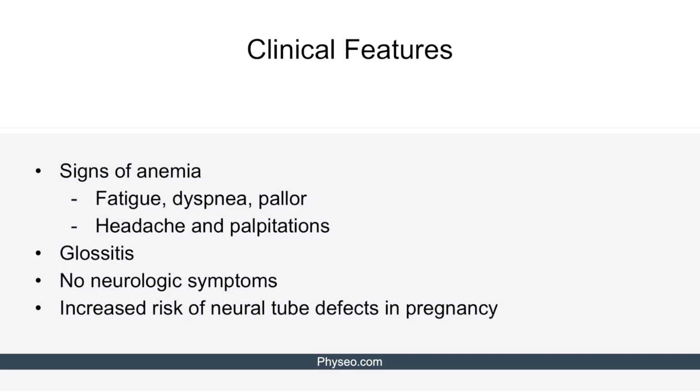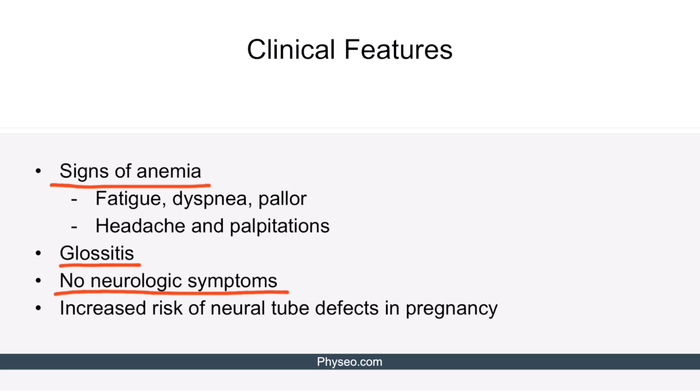All right, now let's move on to discuss the clinical features. Patients with a folate deficiency commonly report signs of anemia, such as fatigue, dyspnea, pallor, headache, and palpitations. And similar to patients with a vitamin B12 deficiency, these patients can also develop glossitis. The key to differentiating these conditions clinically is that patients with a folate deficiency anemia have no neurologic symptoms.